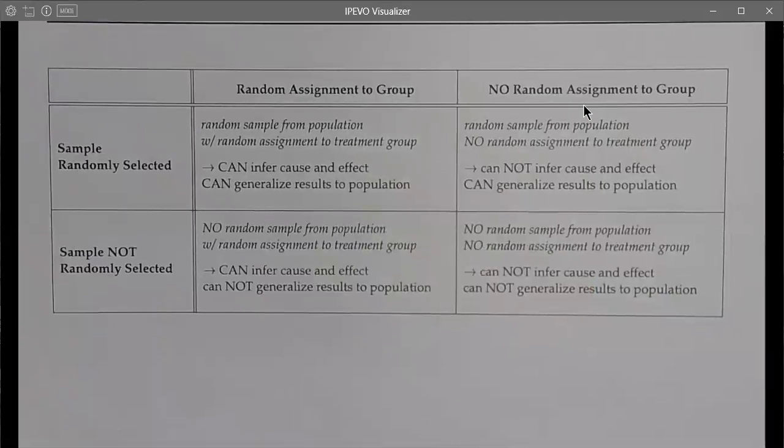So random samples, random assignment to treatment groups, those are the two things that we're really interested in when we look at statistical inference and what we can do with our results.